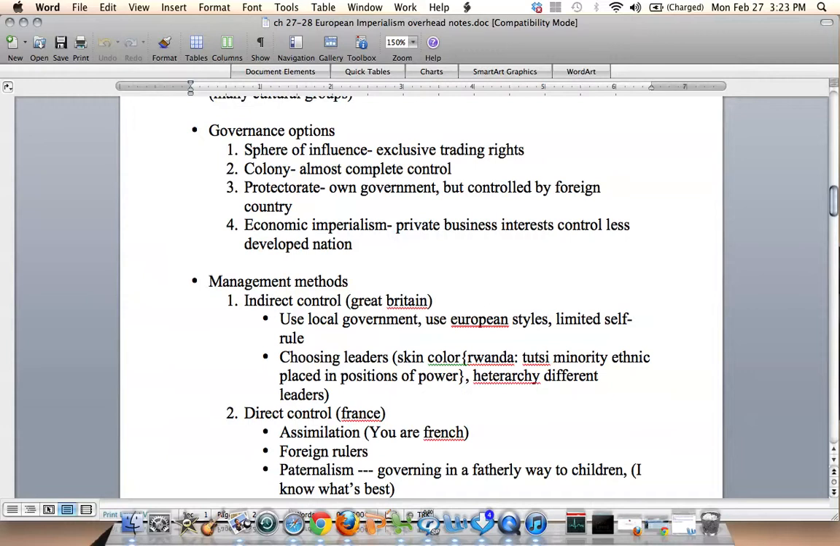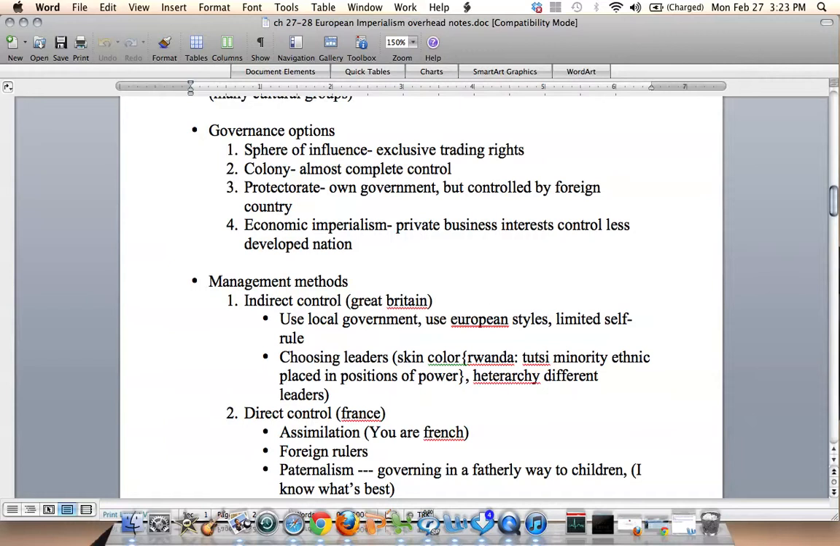So that's indirect control. You could also use direct control, which the French used quite often. And there the goal is assimilation. In other words, you teach those people to be French. So in West Africa, where France colonized, you teach the people the French language, how to dress like the French, to eat like the French. Basically, you are French now. And they would use foreign rulers. So French nationals, white folks, would rule the nations.